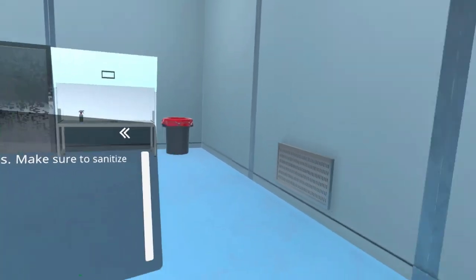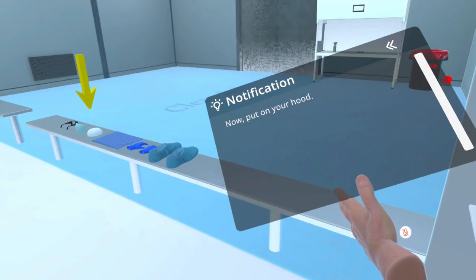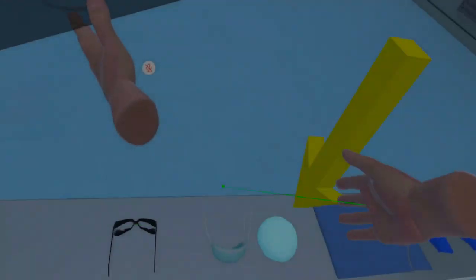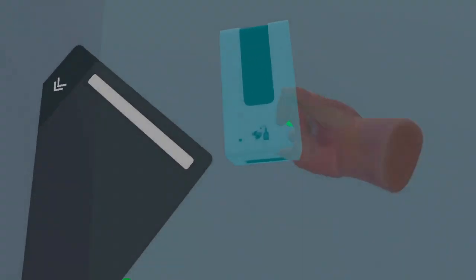Now sanitize your hands. Make sure to sanitize both hands thoroughly. Now, put on your hood. Now, disinfect your hands again. Now, put on your face mask.